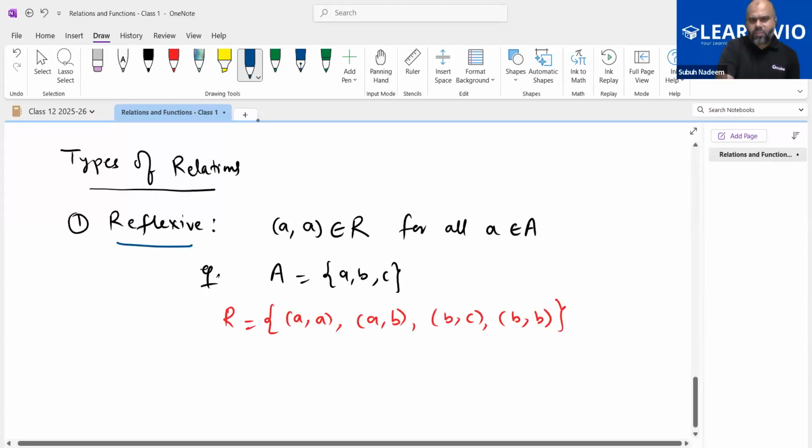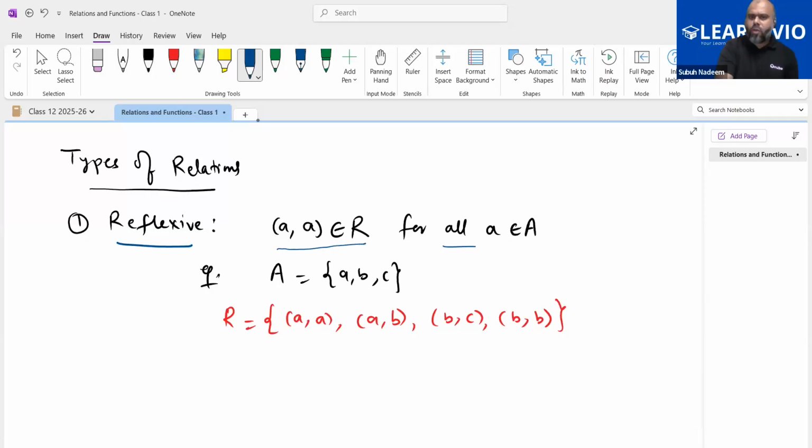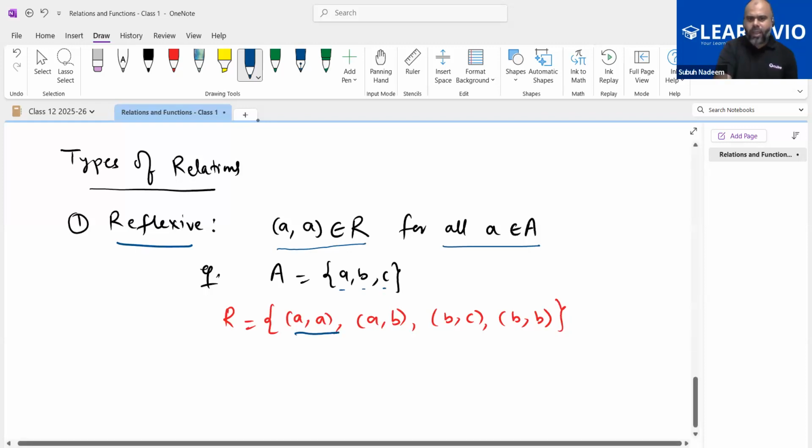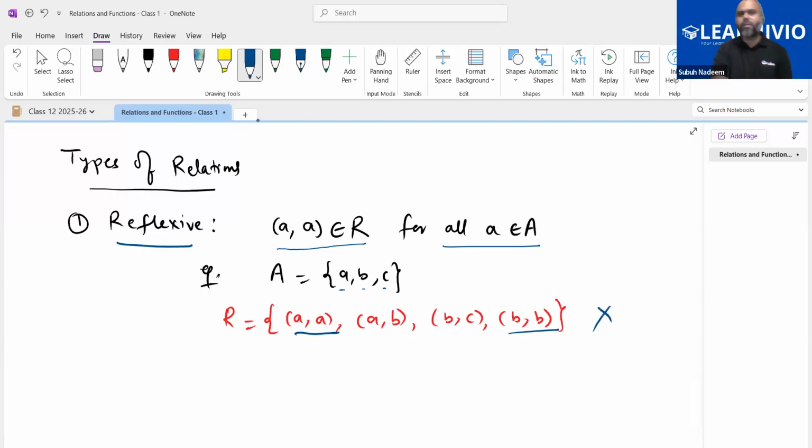So what does reflexive relation mean? That a is mapped to a for all a belonging to A. So here there are three elements, a, b and c. So a should be mapped to a, b should be mapped to b and c should be mapped to c. Here a is mapped to a and b is mapped to b, but nowhere is c mapped to c. So we will say that this is not a reflexive relation.